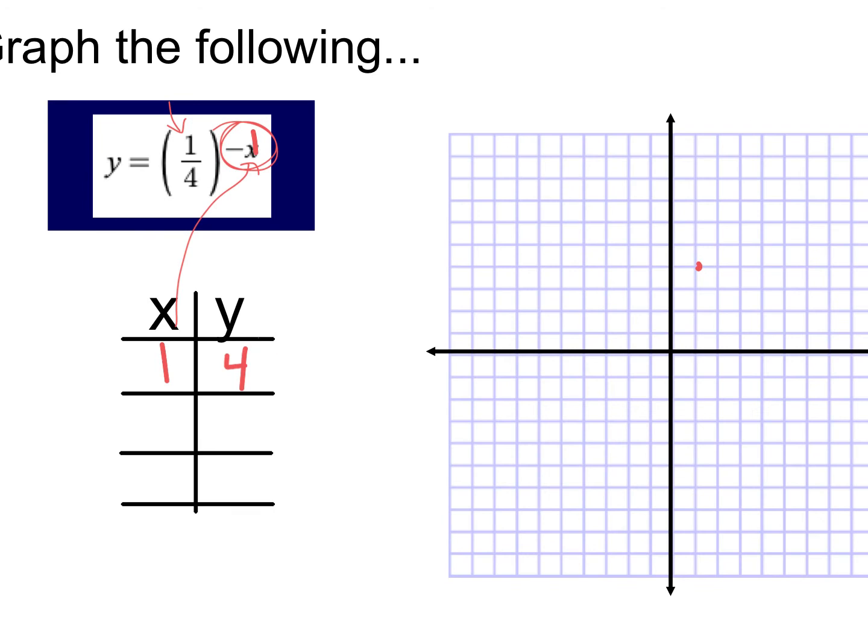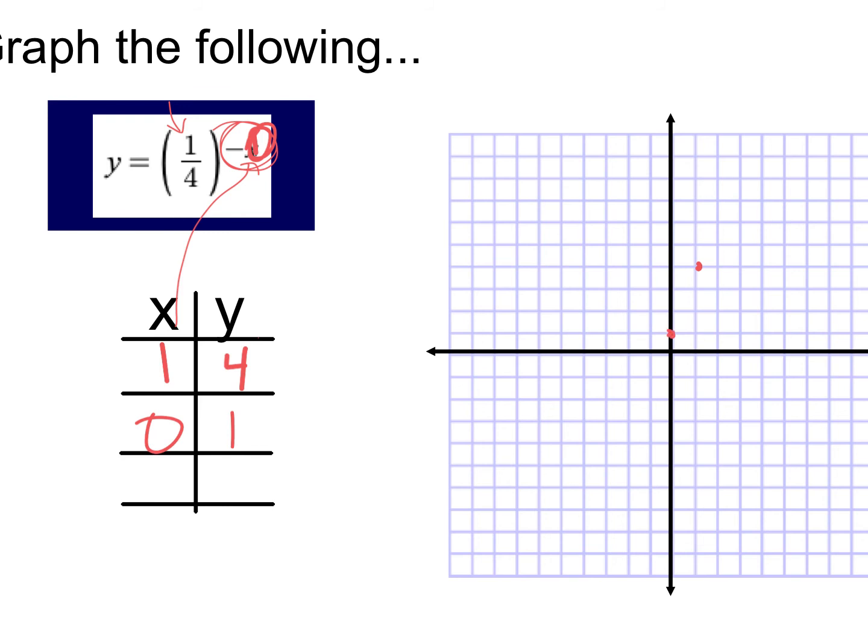Quinn, tell me another number that'd be smart to put in. 0. Negative 0, what do you think negative 0 is? It's just 0. And then anything to the 0 power, what's that? Good, 0 comma 1. Dot here, dot there.